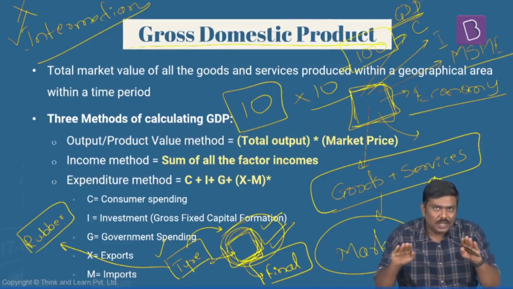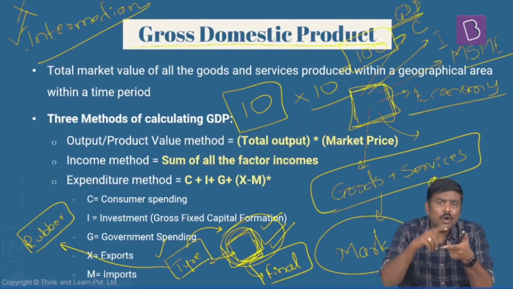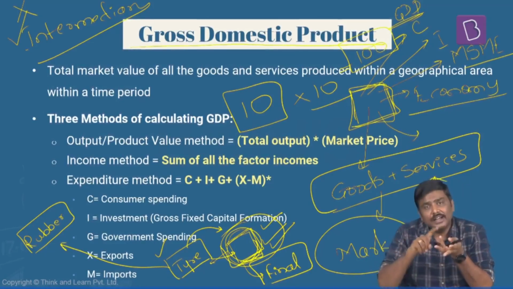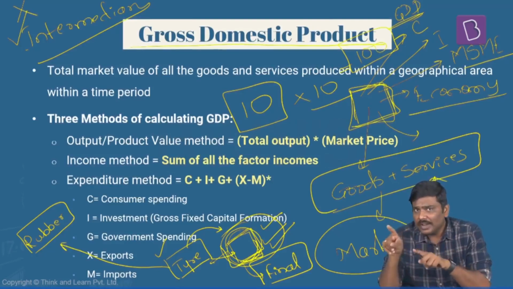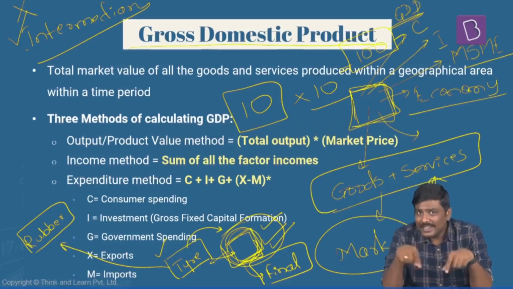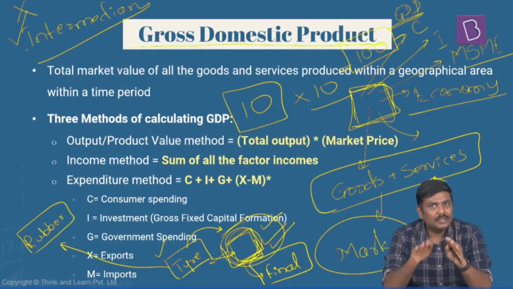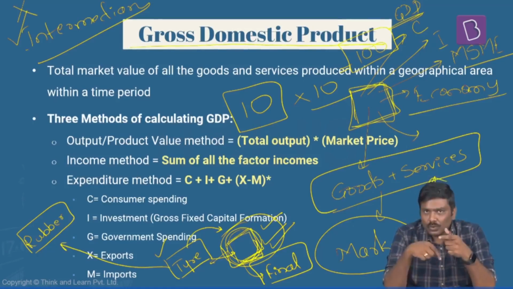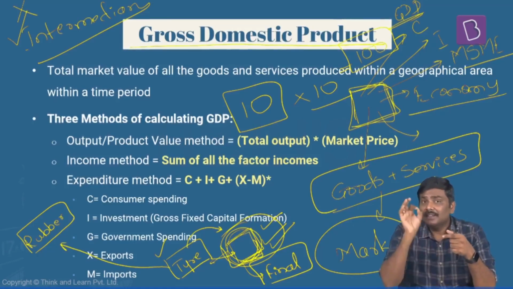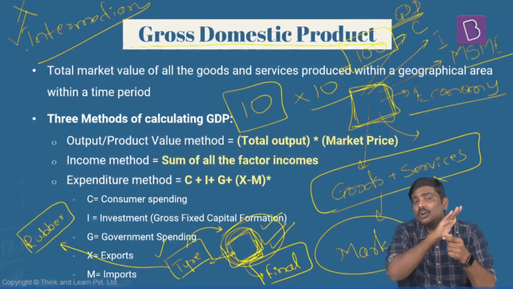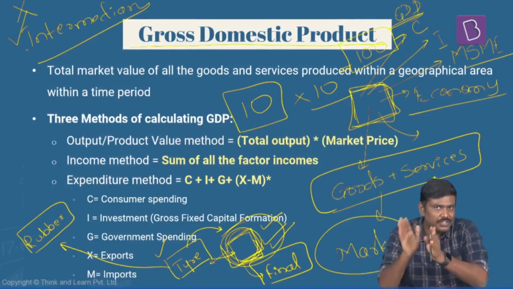So we generally don't consider the market price of the raw material consumed or the market price of the intermediary goods consumed. We directly count the market price of the final good. And the next very important point: goods that are resold in the market, the market prices of these goods are also not counted. Let me repeat it. The goods which are resold in the market, the market prices of these goods will not be counted in the calculation of GDP.